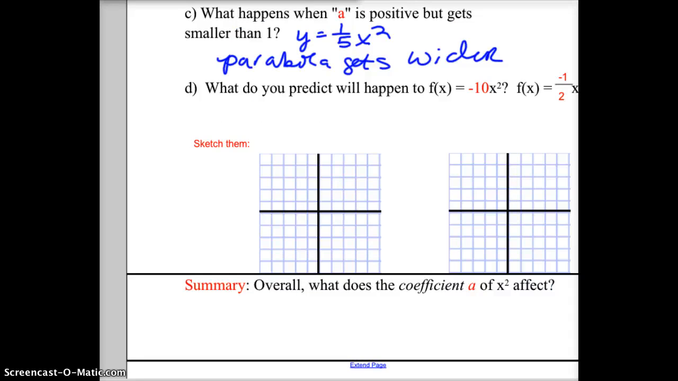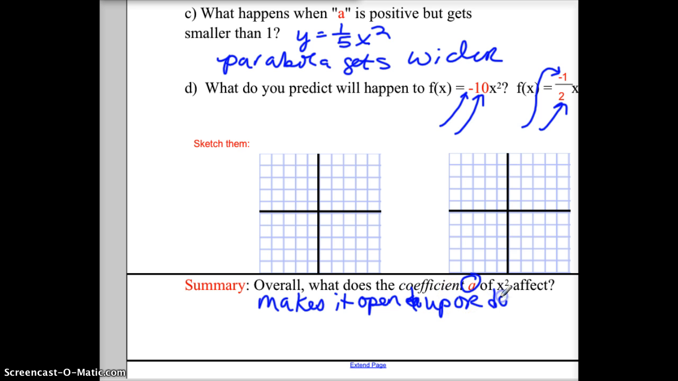All right, so can you predict what's going to happen with these? I'm not going to graph these in your notes, but this is going to cause it to flip over and get very skinny. This is going to cause it to open down and be fatter than the parent function. So overall, what effect does A have on the graph? It makes it open up or down, depending on whether it is positive or negative.